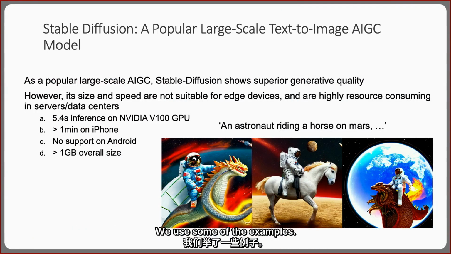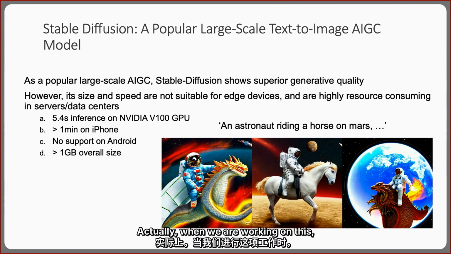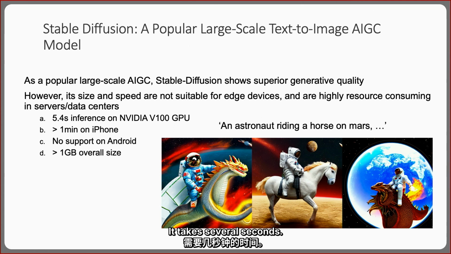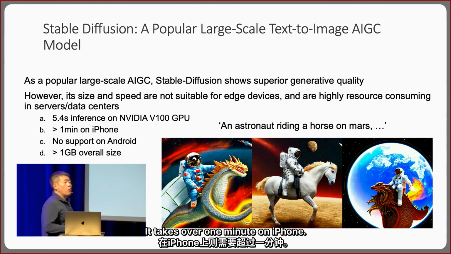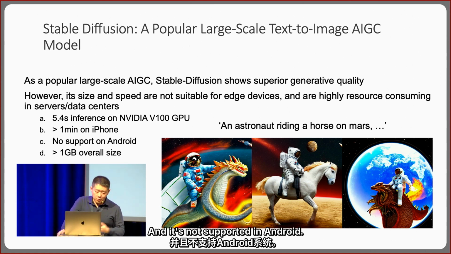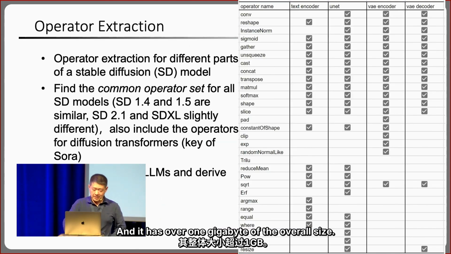Let me use some examples. Stable Diffusion and its variants are one example. When we started working on this, Stable Diffusion was quite slow on NVIDIA. It takes several seconds. It takes over 1 minute on iPhone, and currently it's still about this speed. And it's not supported on Android. It also has an overall size of over 1 gigabyte.